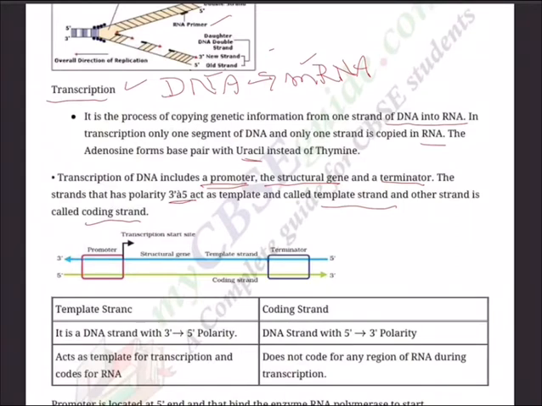You can see the blue line, 3 prime to 5 prime, and you have got the three components we said. The red zone is the promoter. Then you can see the structural gene, and of course you have got the black one, the terminator, which terminates. So it is the two strands. One is called the template strand, another is called the coding strand. This is how the structure of the transcription unit will be.